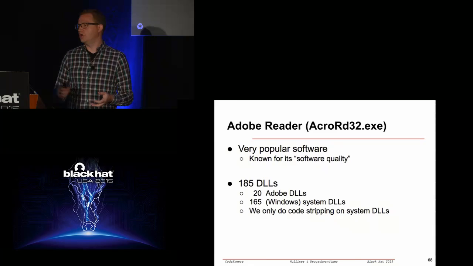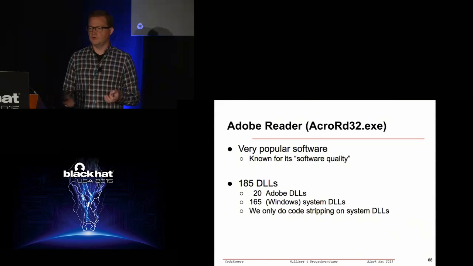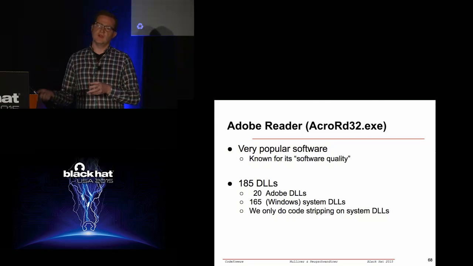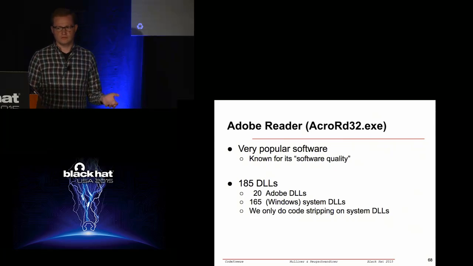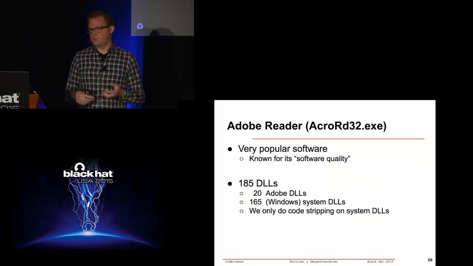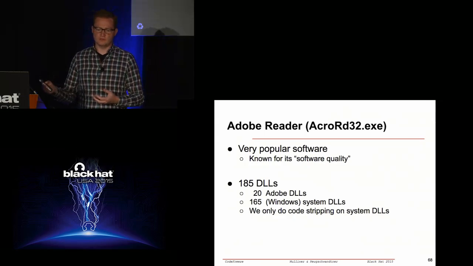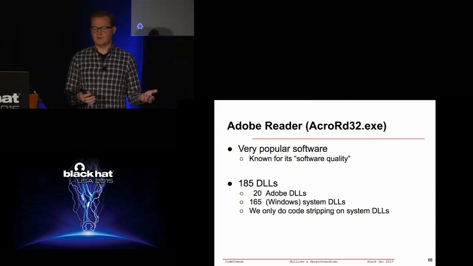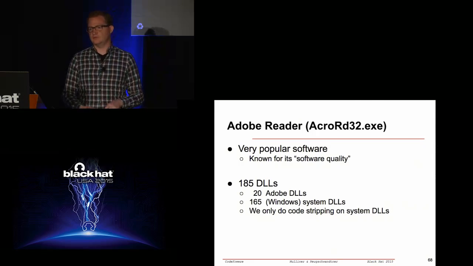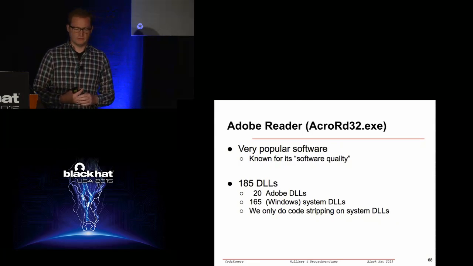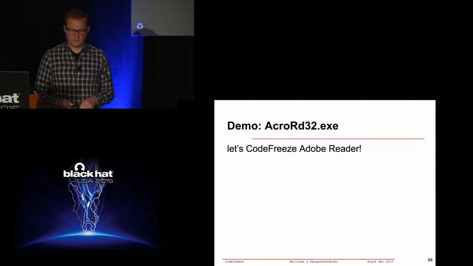In this case, we only do code stripping on system DLLs. If an application brings its own DLL, we just assume it will use everything. It makes our task much easier to only strip system DLLs on Windows, because we can pre-compute all those control flow graphs, and if you install a new application, you don't have to analyze whatever they brought.